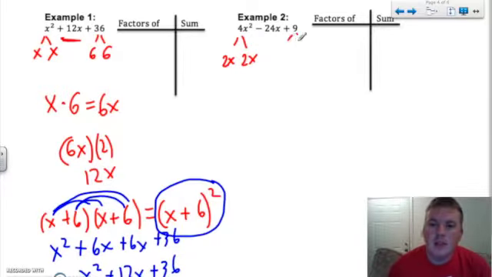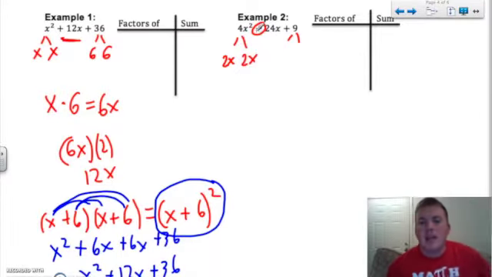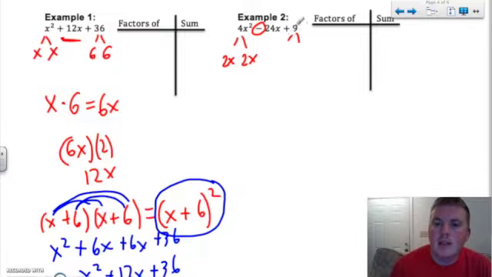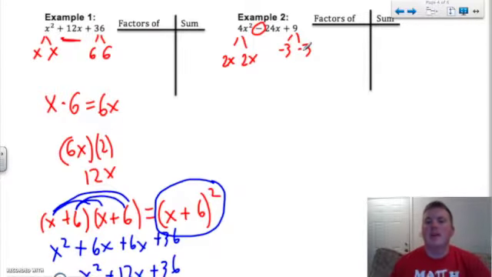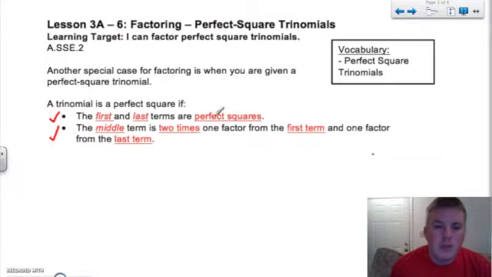Now I'm going to break down the last term, but I want to make sure I pay attention to my sign this time. I can see that the sign of that second term is going to be negative. So when I break 9 down, I'm going to have both of these negative so that I can have a positive product here and a negative sum here. So normally I would break down 9 into 3 times 3, but since I know that I have to end up with a negative, I'm going to break it down into negative 3 times negative 3, which is still a perfect square since I have the same number multiplied by itself. So we are still able to meet the first condition. The first and last terms are perfect squares.